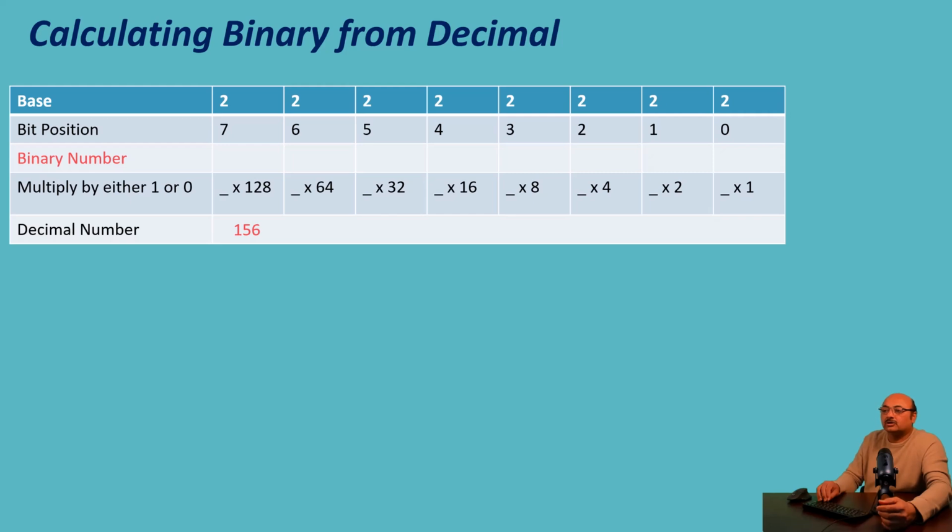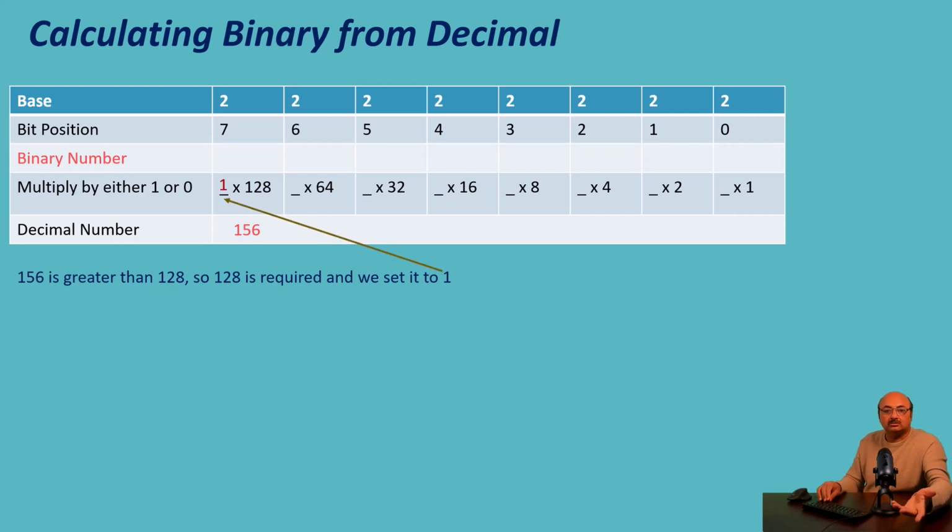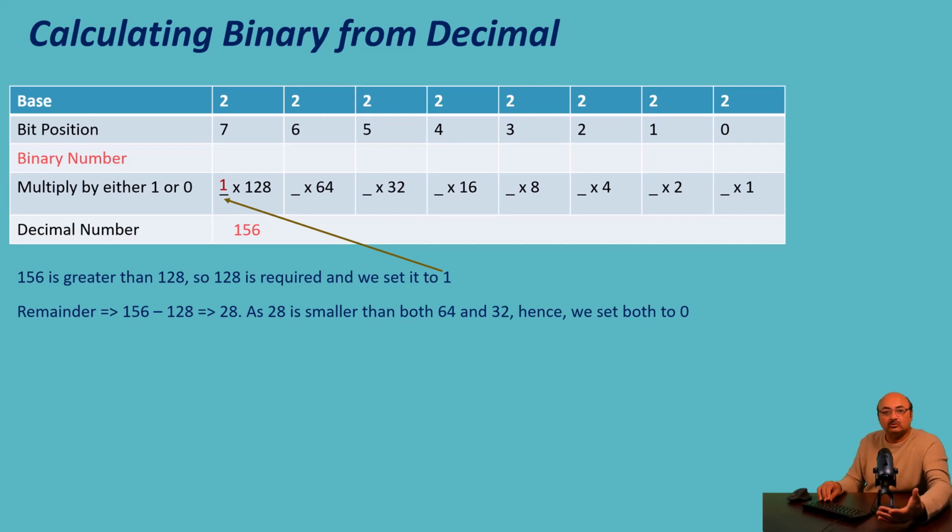Here I'm putting 156. I have to convert 156 into binary, using the same method as we used for 65. Now 156 is definitely bigger than 128, so we definitely need 128. I'll turn it on, set it to 1, and then see what the remainder is. Since I've already turned on 128, the remainder is 156 minus 128, which gives me 28.